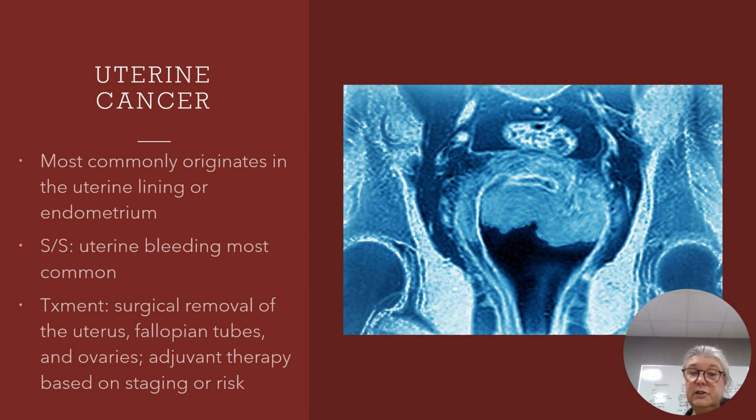Treatment. So initial treatment, surgical removal of the uterus, fallopian tubes, and ovaries. Adjuvant therapy, so this is therapy after surgery, is determined on the basis of staging or risk. So typically radiation treatment is the choice of therapy, chemo, first-line management for those with high risk or higher stage disease, but response honestly continues to be modest related to that.